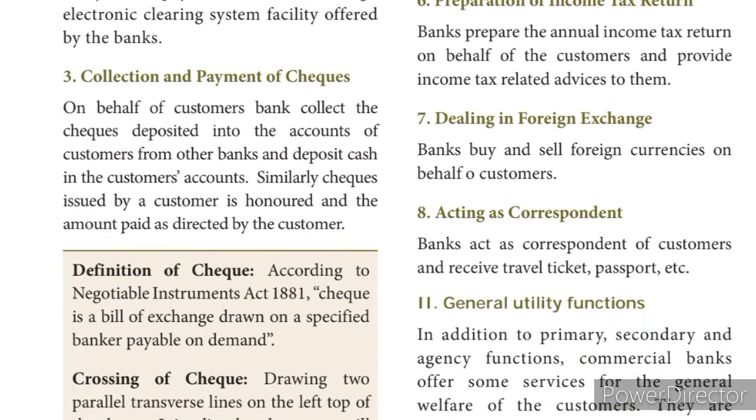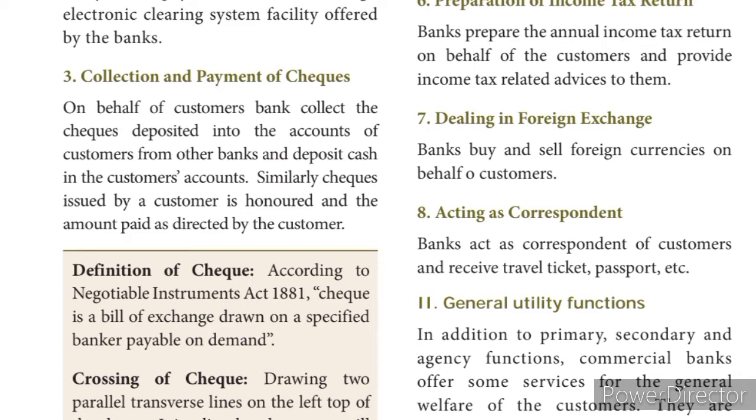Third one is collection and payment of checks. Collection and payment of checks means what? On behalf of customers, banks collect the checks deposited into the account of customers from other banks and deposit the cash into the customer's account. What does the bank do here? For helping the customer, the bank is actually collecting the check which is deposited into the customer's account.